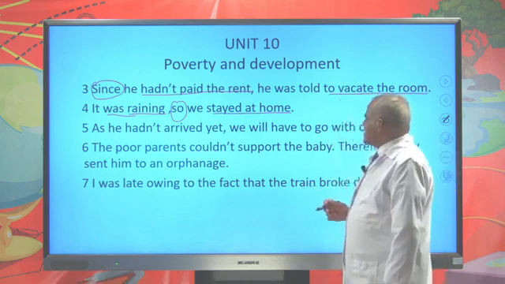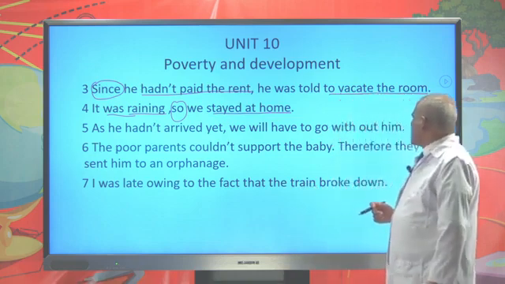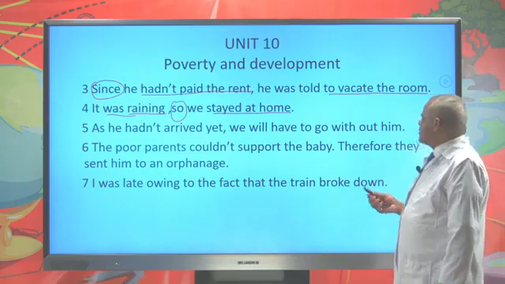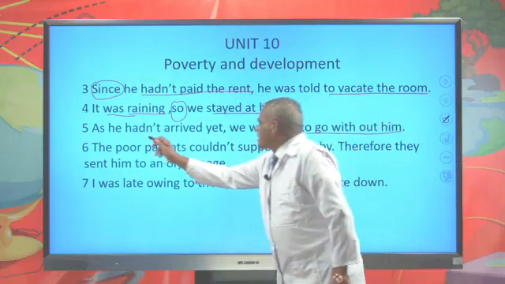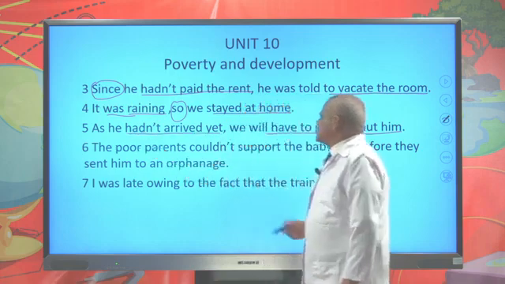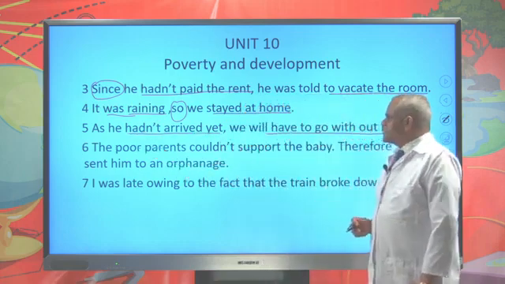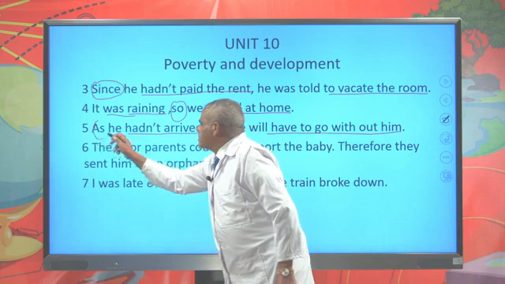As he hadn't arrived yet, we will have to go without him, right? We will have to go without him. What is the result? We have to go without him is the result. He hadn't arrived yet is the cause. Still, it's joined by this form.